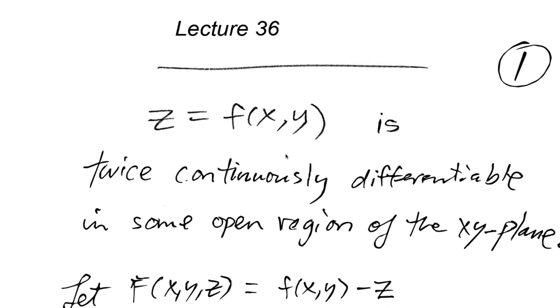Okay, in this video I want to talk about maxima and minima, local maxima and minima for a function of two variables. So in this situation here I've got z as a function of x and y, and I'm going to say it's twice continuously differentiable in some open region of the xy plane.